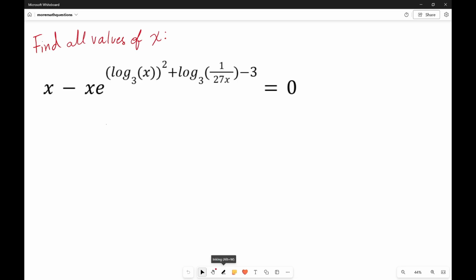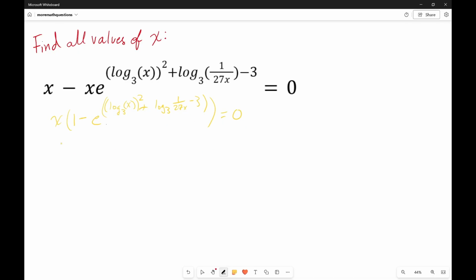Okay, so the first thing that I see is that both these terms have a common factor of x, so let's factor that out. We do this, we get x times (1 minus e to the power of this entire thing over here plus log base 3 of 1 over 27x minus 3). Okay, let me make it a little bit clearer. This is all in brackets.